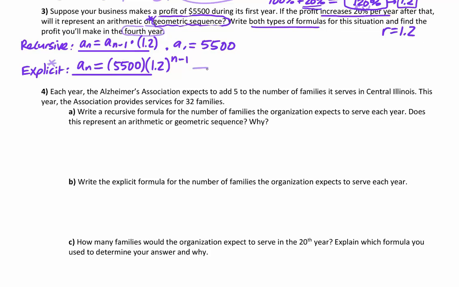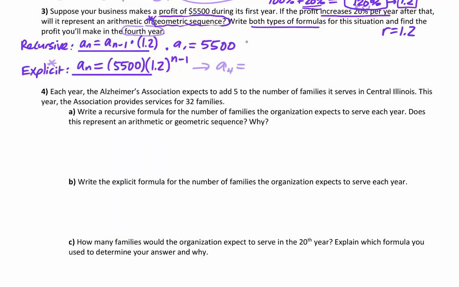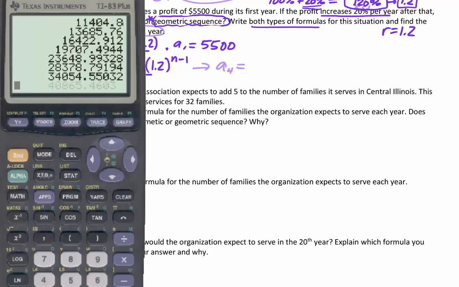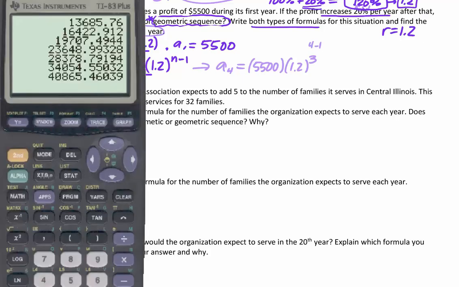So that will say A subscript 4. We actually already passed it on our calculator, so it's not too hard to find it manually. But if I wanted to find it in the 400th year, this would take a long time, typing it in and just hitting enter, enter, enter. And if you misclick, you're in big trouble. So the fourth year here will just be the 5,500 amount. 1.2 gets raised to the 4 minus 1, makes it 3 power. And so now I can go ahead and type that in.